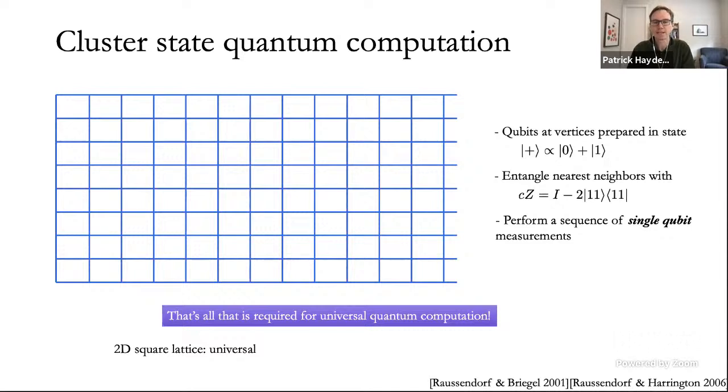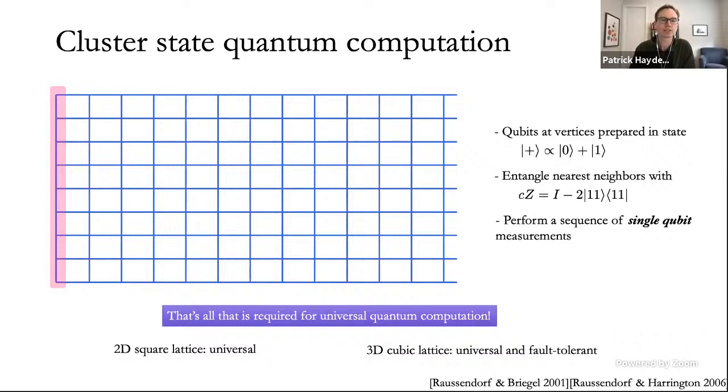Robert Raussendorf and his collaborator, Hans Briegel, back in 2001, proved that the 2D square lattice with this architecture was universal for quantum computation. And then about 5 years later, in collaboration with Jim Harrington in 2006, Robert showed that if you made instead a 3-dimensional cubic lattice, that would not just be universal, but fault tolerant. And of course, if you want to implement non-trivial quantum computation, at the end of the day, you need it to be fault tolerant.